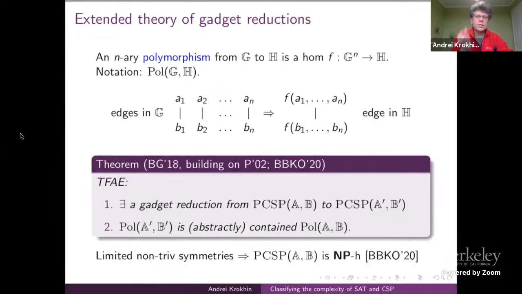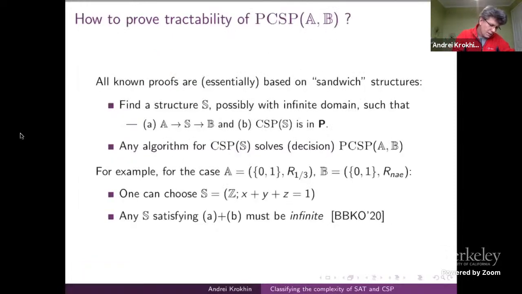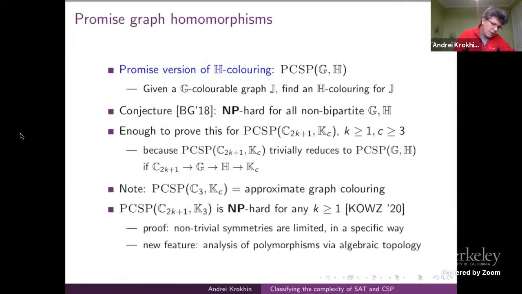So let me just tell you that this theory of gadget reductions has been extended from CSPs to PCSPs and applied successfully. I need to wrap up, of course. So let me just fast forward and tell you that for promise graph homomorphisms, I told you that for Boolean CSPs we know some dichotomies, but there are many cases that are open. You can have a promise version of H-coloring. And again, something is known about this version, but there are many, many open questions.